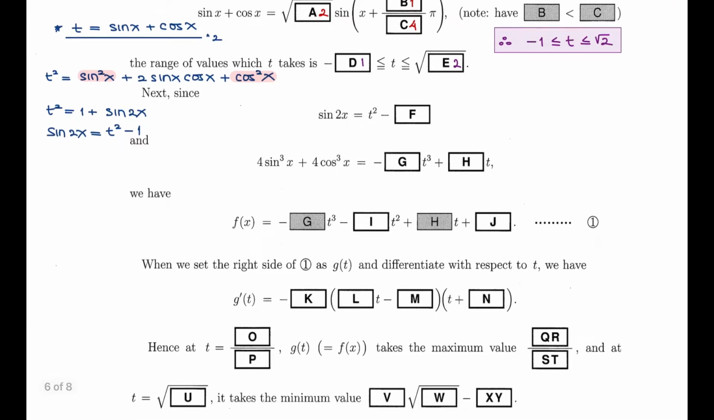From this, I already know the answer for letter F. F is 1. And 4 sine cubed x plus 4 cos cubed x is equal to blah blah blah in terms of t. Once again, we want to find this expression in terms of t. Like I said earlier, the equation in terms of t that we have in this question is only this. So I think it makes sense to start from these equations.